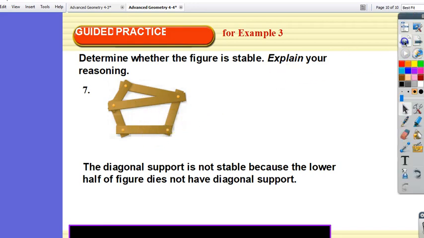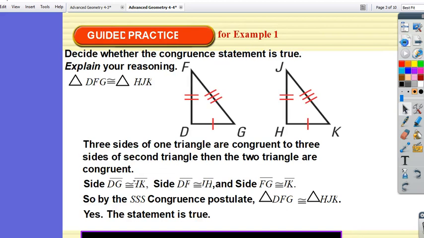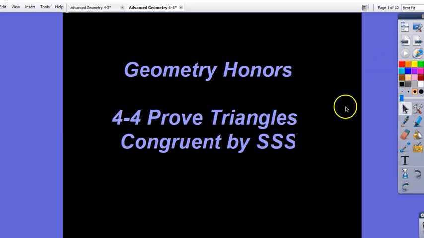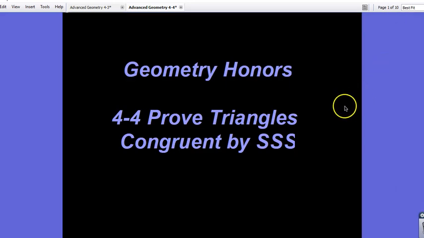Are you guys okay on this? So that is your second lesson of today. This lesson is on 4.4, Prove Triangles Congruent by Side, Side, Side.